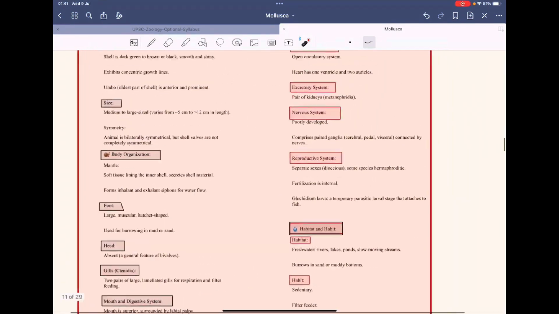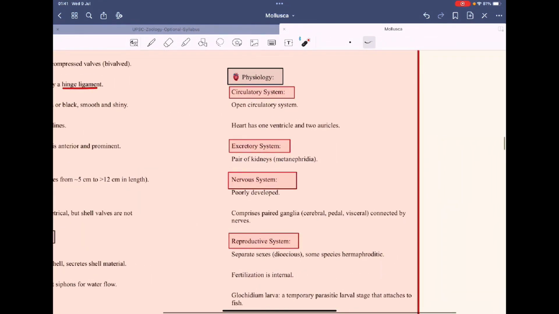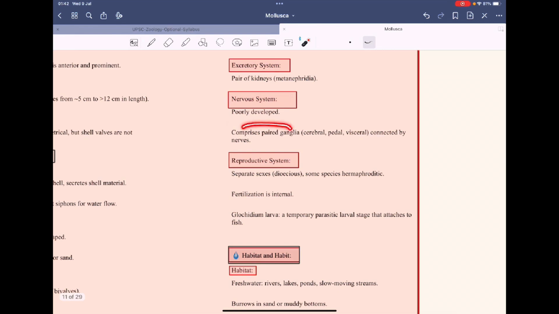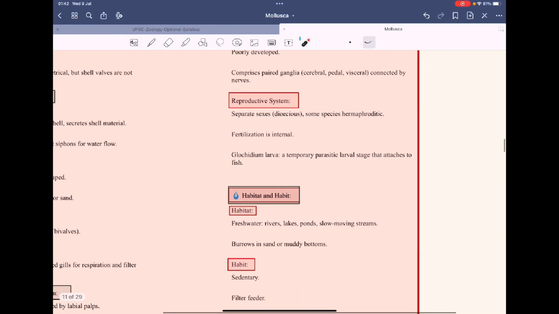Physiology: it has an open circulatory system. The heart has one ventricle and two auricles. The excretory system is metanephridia. The nervous system is poorly developed, with paired ganglia. In the reproductive system, they have separate sexes, though some species are hermaphroditic, and fertilization is internal. It has a glochidium larva, a temporary parasitic larva.